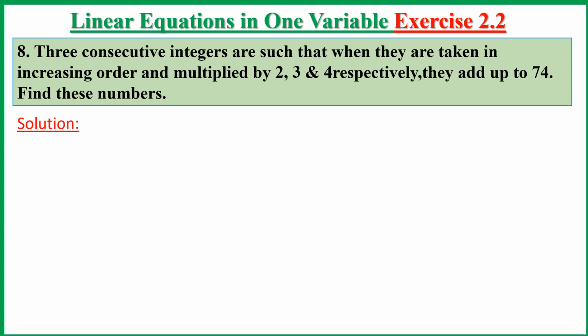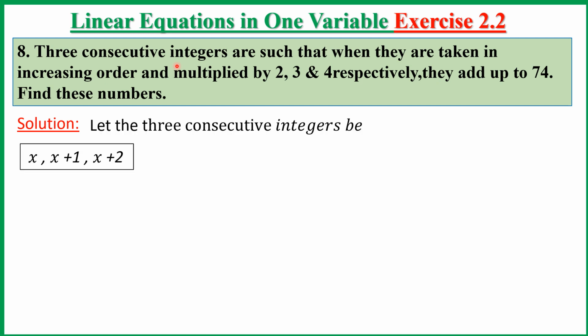Question number 8. 3 consecutive integers are such that when they are taken in increasing order and multiplied by 2, 3 and 4 respectively, they add up to 74. Find these numbers. So again this question is related to consecutive integers, that is 3 consecutive integers. So first we will take it as, let the 3 consecutive integers be x, x plus 1, x plus 2. Then what they have mentioned, taken in increasing order, they are multiplied by 2, 3 and 4, that is x is multiplied by 2 and x plus 1 is multiplied by 3 and x plus 2 is multiplied by 4.